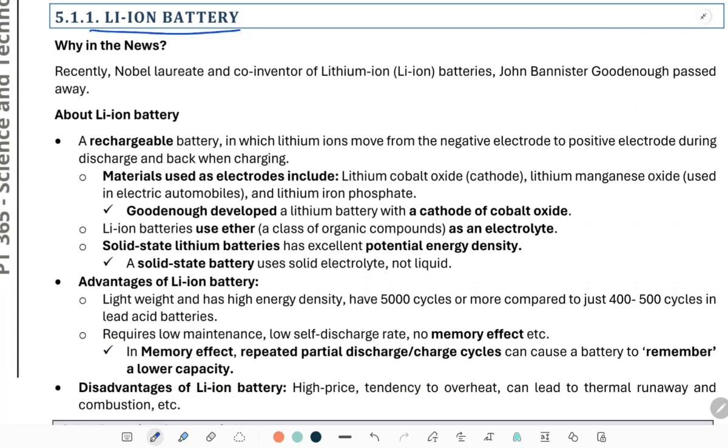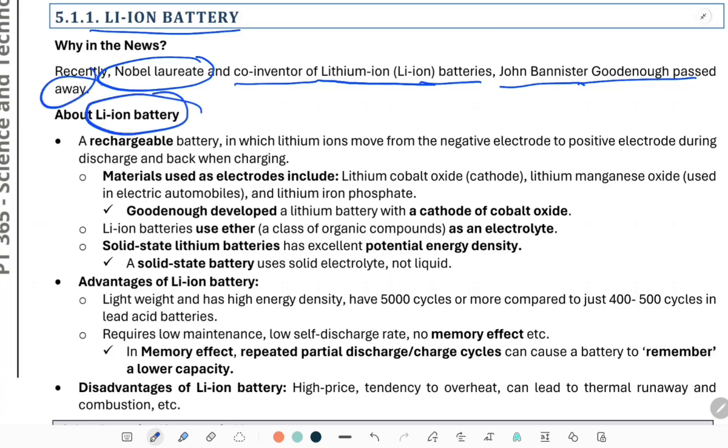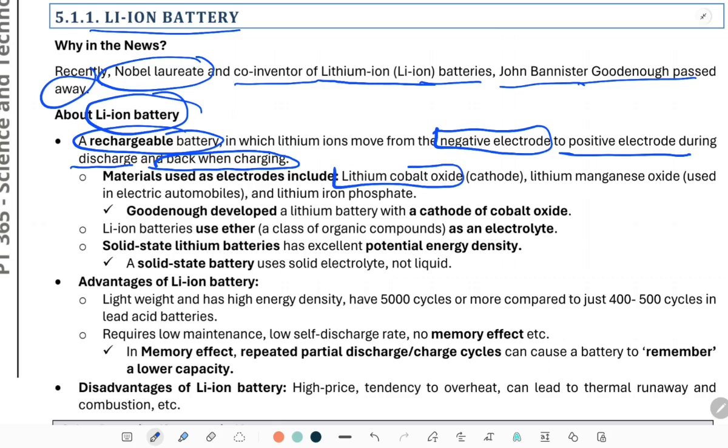Next, Li-ion battery. Recently, Nobel laureate and co-inventor of the lithium-ion battery, John Bannister Goodenough, passed away. We'll see about this Li-ion battery. It's a rechargeable battery in which lithium ions move from the negative electrode to the positive electrode during discharge and back when recharging. The materials used as electrodes include lithium cobalt oxide, lithium manganese oxide, and lithium iron phosphate. Goodenough developed a lithium battery with a cathode of cobalt oxide.